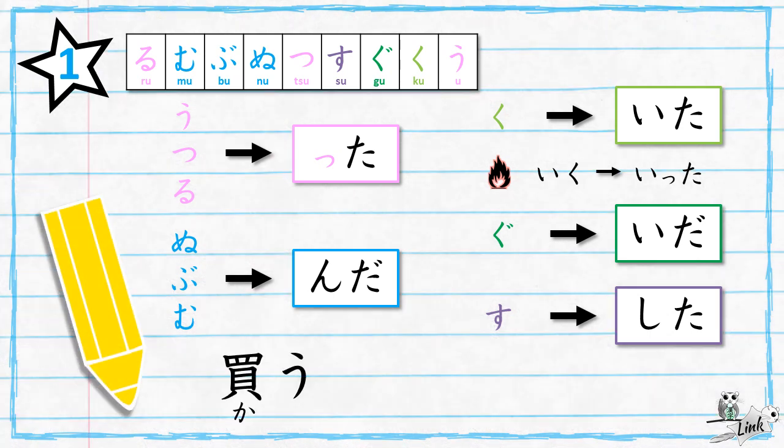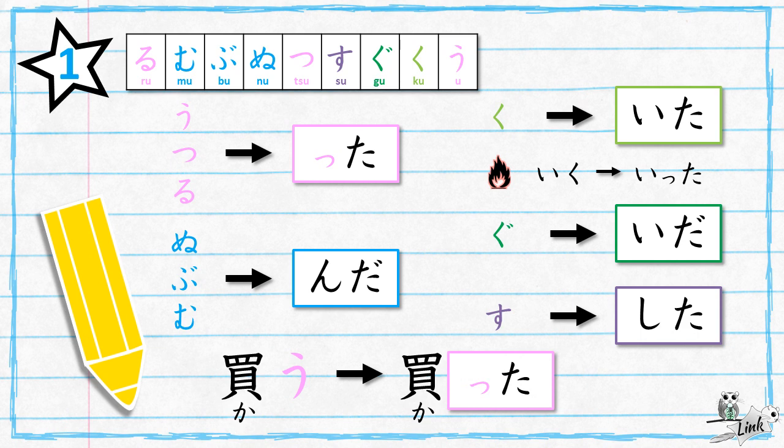What would this verb become? Kau, to buy. We replace the final u with ta. Don't forget the small tsu. Kau becomes katta. It means the same thing as kaimashita, I bought, but it's more casual.